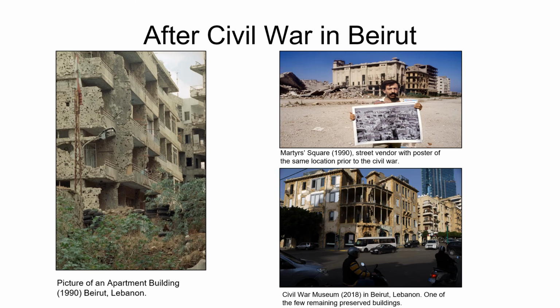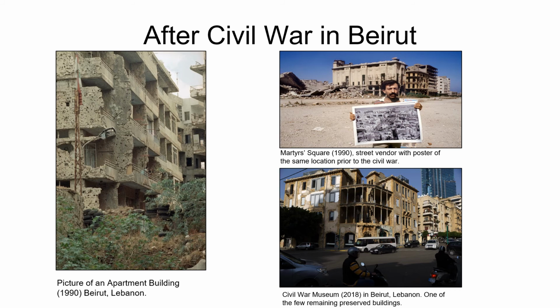Represented in the images above, on the left side you can see all of the war destruction that had occurred to the buildings. Those are apartment buildings on the left side. On the upper right, you can see a man standing in front of a building in Lebanon, and what it looked like in that exact location just years before, and what it looked like after the war.